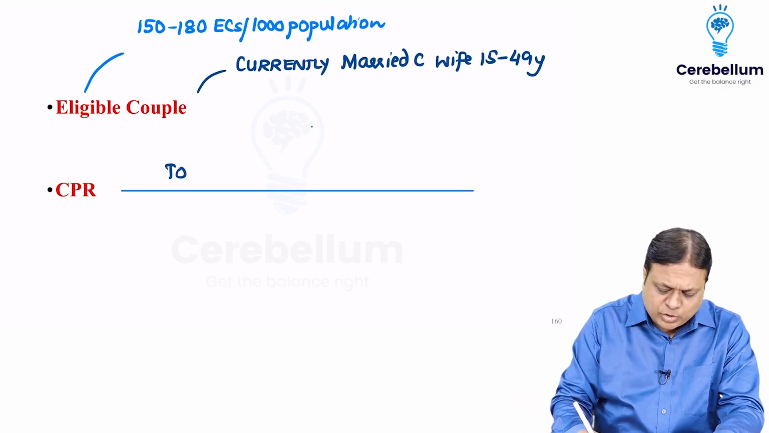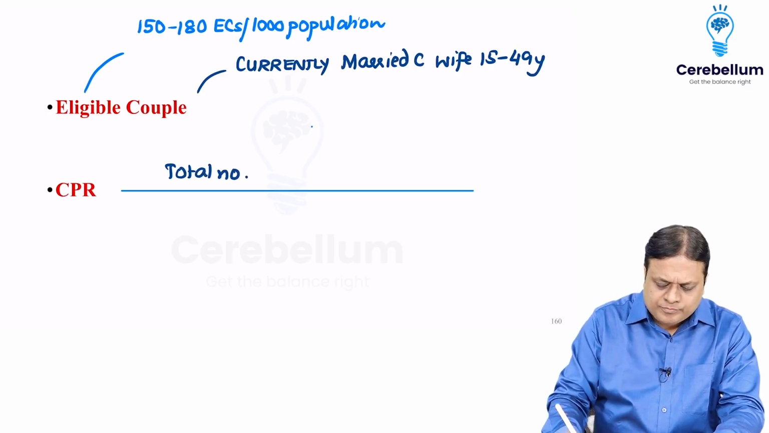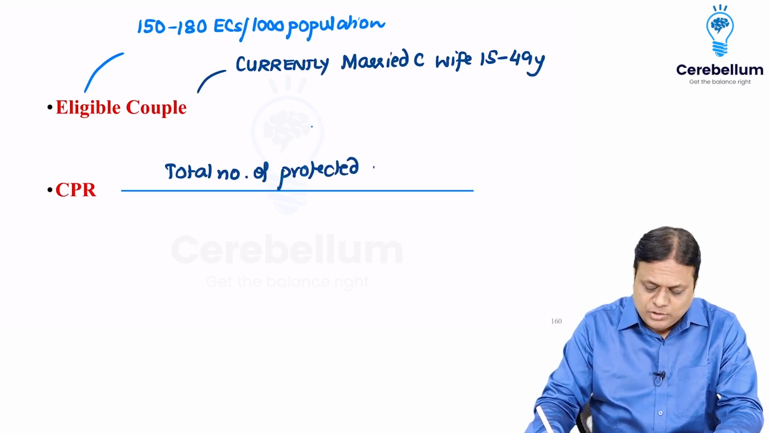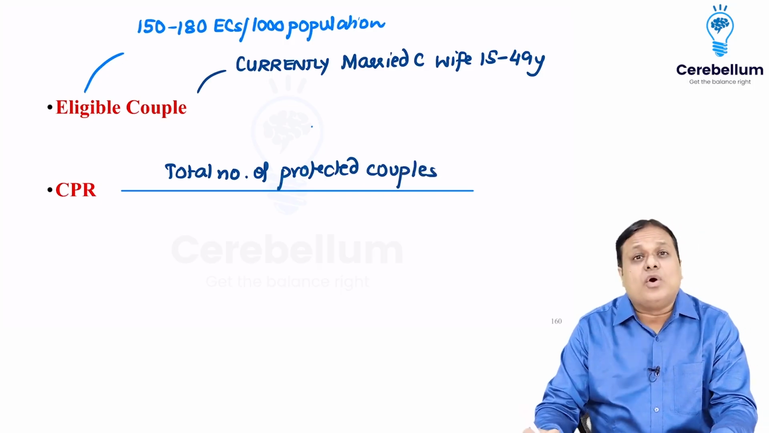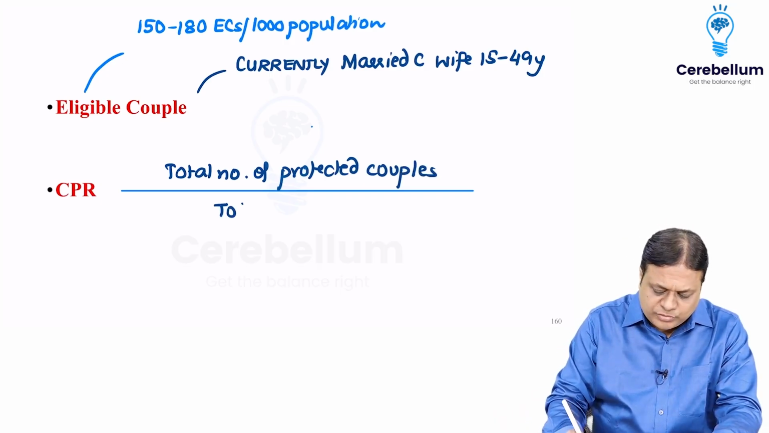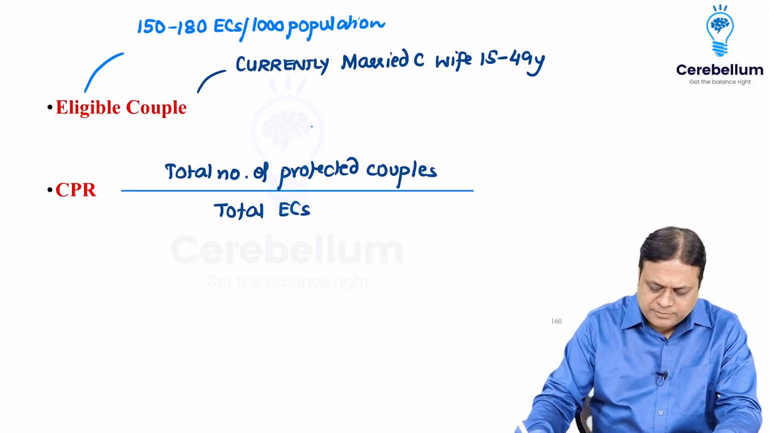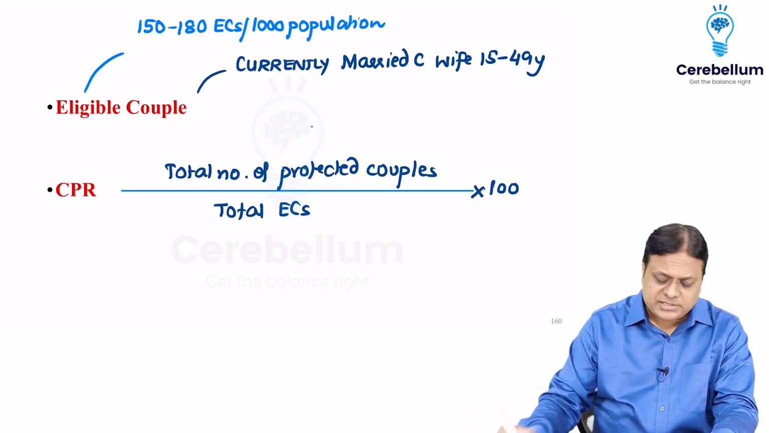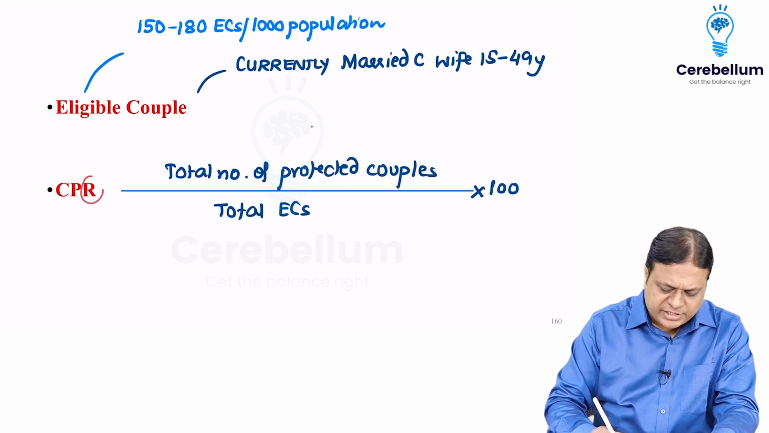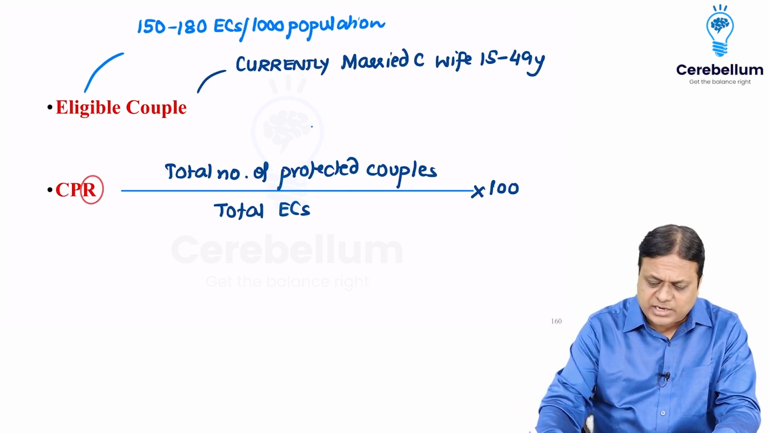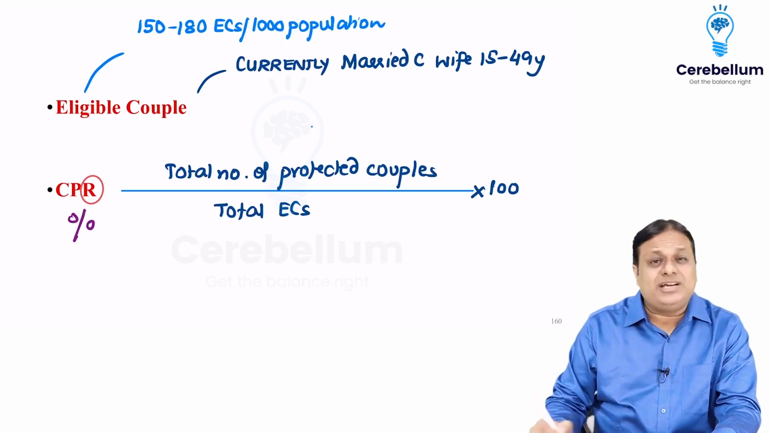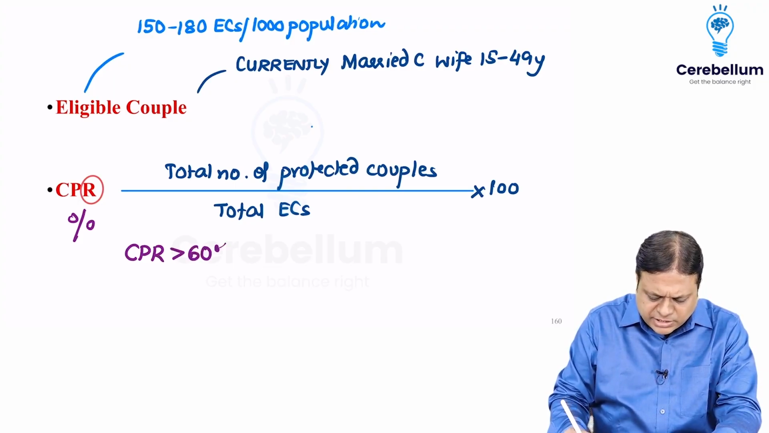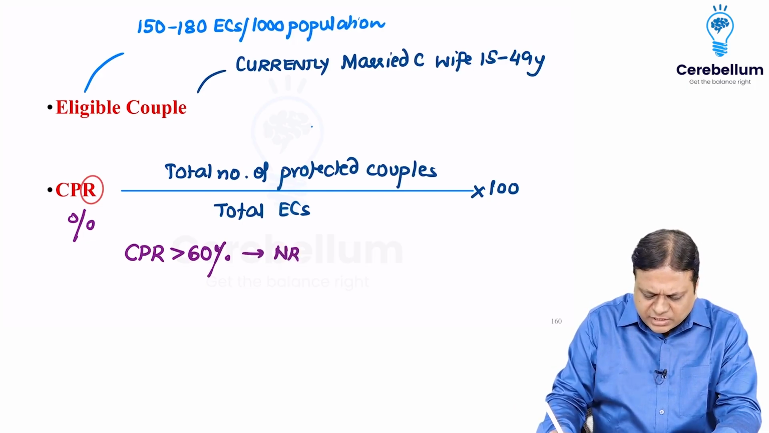So it is total number of protected couples. Protected couples means those using any one method of contraception out of total eligible couples, into 100. Numerator is a part of denominator. Multiplier is 100. Couple protection rate is a misnomer. It is not a rate. It is expressed in percentage. It is a proportion. Couple protection rate minimum 60% is required to achieve NRR 1.